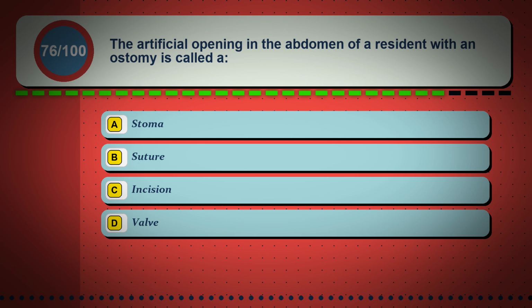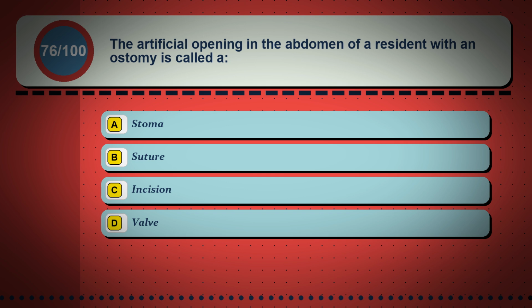Question 76. The artificial opening in the abdomen of a resident with an ostomy is called a: Option A. A stoma. Option B. Suture. Option C. Incision. Option D. A valve.